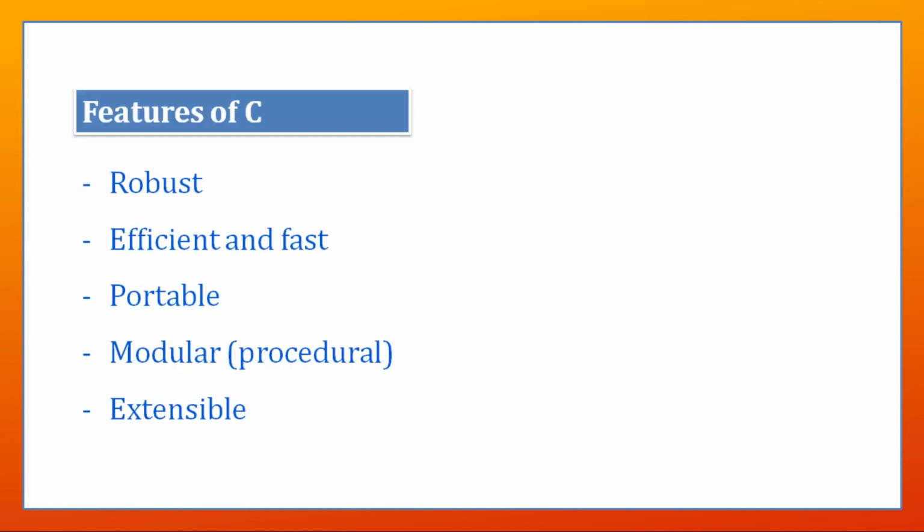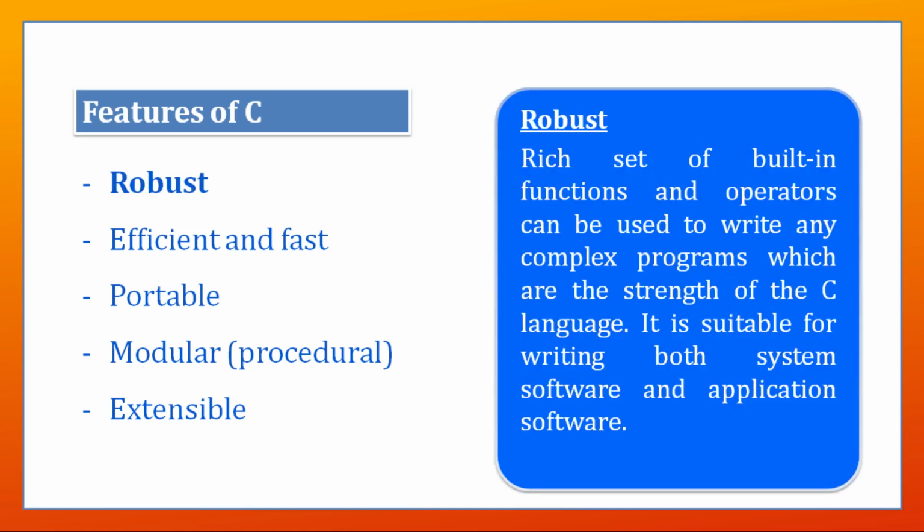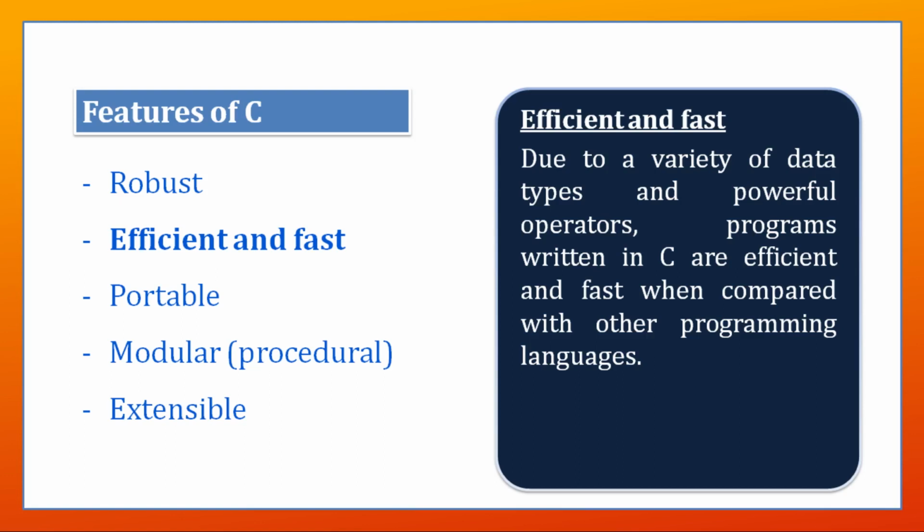Features of C. Robust. Rich set of built-in functions and operators can be used to write any complex programs, which are strength of the C language. C language is suitable for writing both system software and application software. Efficient and fast. Due to a variety of data types and powerful operators, programs written in C are efficient and fast when compared with other programming languages.